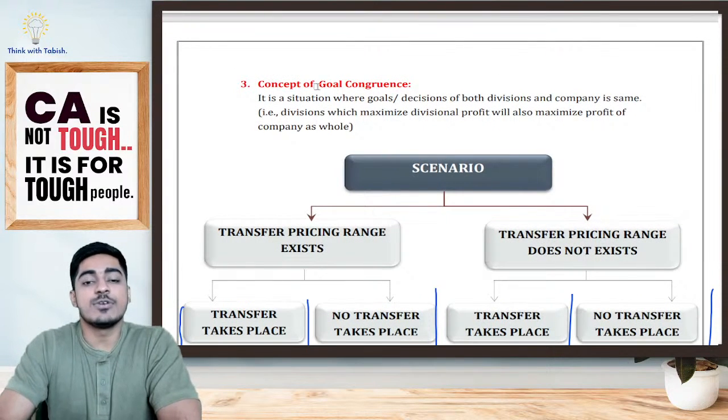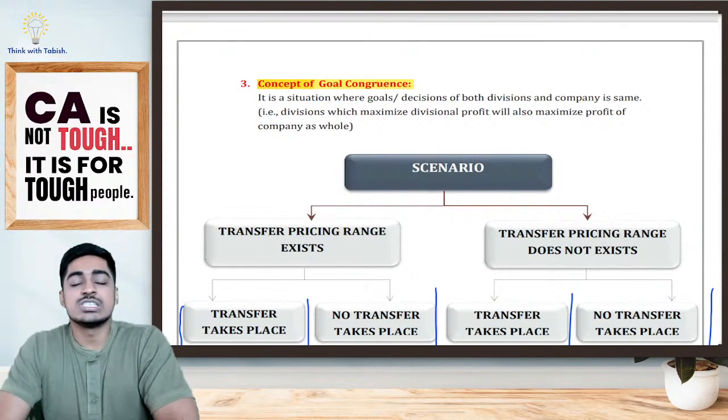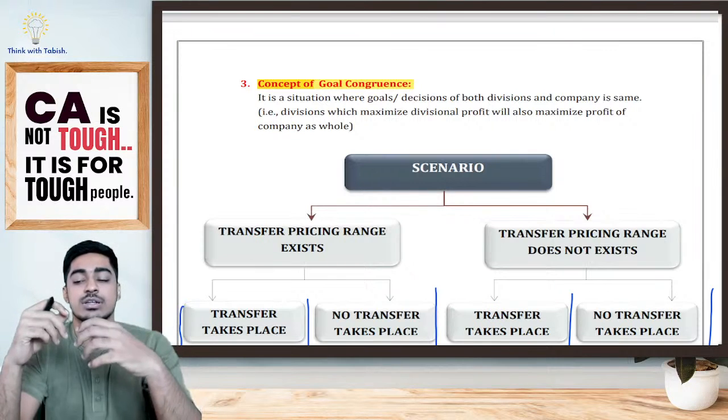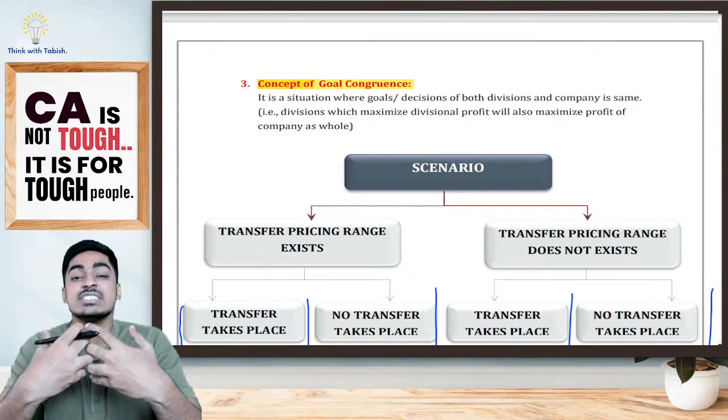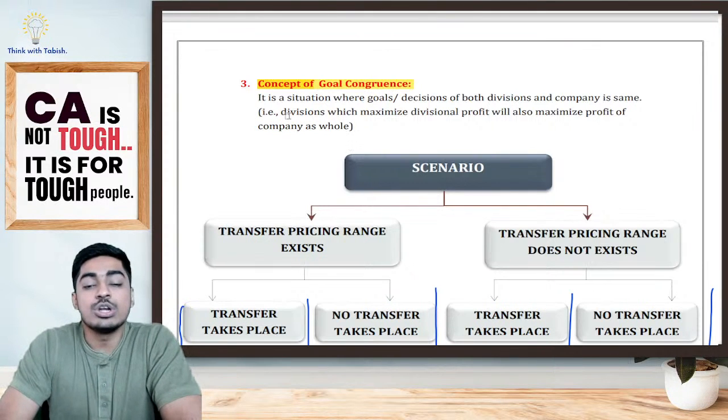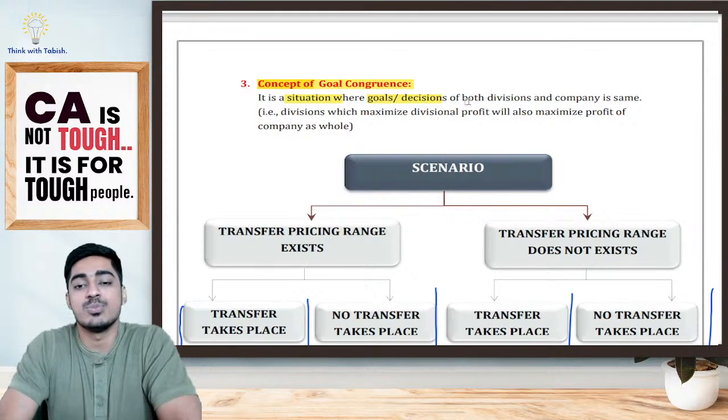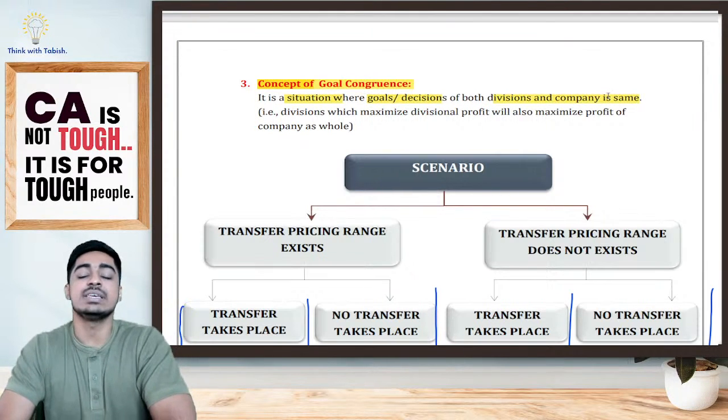Now, the concept of goal congruence. I told you that goals are congruent when both the divisions are having the same goals. Now look at this. What is goal congruence? It is a situation where the goals or decisions of both divisions and the company are the same.